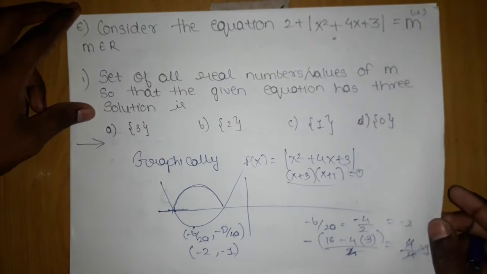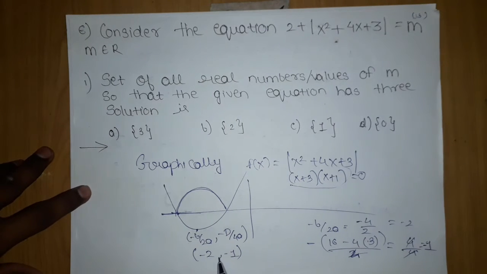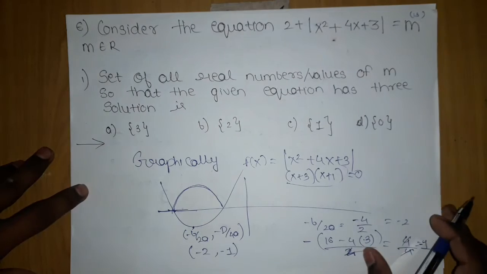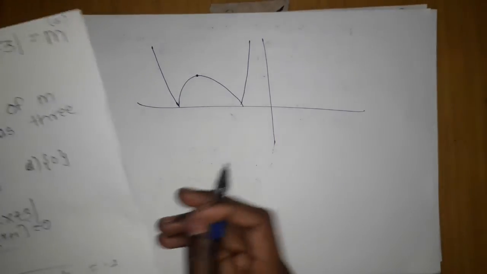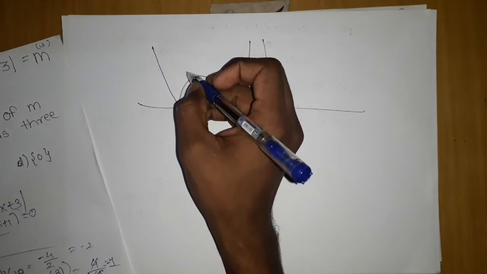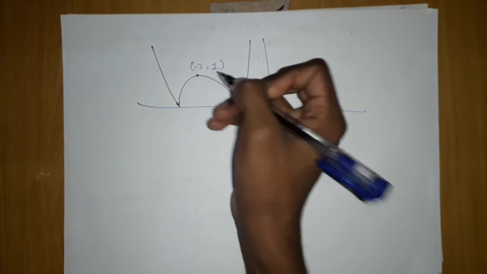Okay, while entering in examination, just see this. Here you got minus 2 comma minus 1, which means the vertex. Further on, if you just use the modulus function, this graph will get inverted, and when you invert this graph, you must be alert with the quadrant. So this will be minus 2 comma 1.